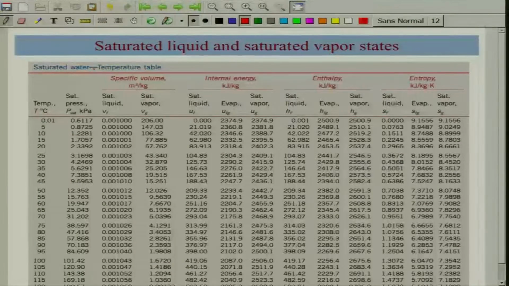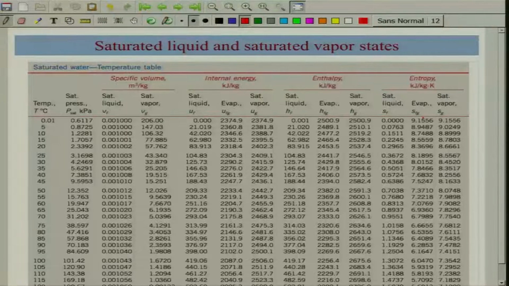This is a saturated water temperature table, which essentially means that for each temperature there is a corresponding saturation pressure, and then you have this two-phase system. The saturated liquid specific volume is given here, the saturated vapor specific volume is given, and similarly for the internal energy. Then UFG is nothing but the difference between UG and UF, that is UFG. And then you have enthalpy and entropy. This is only for water.